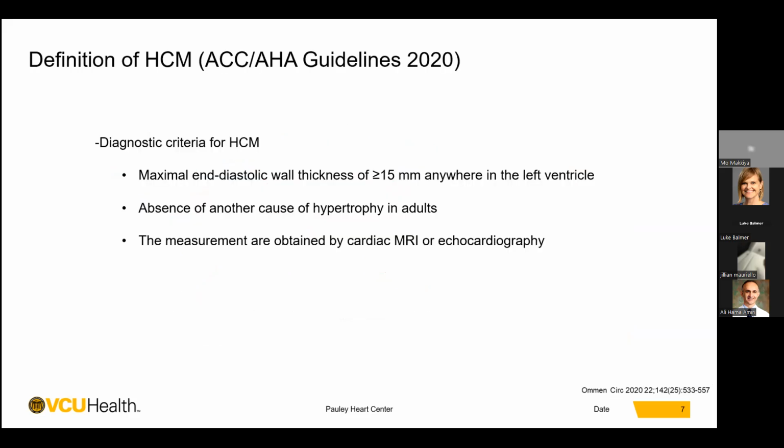So how do we diagnose HCM? This comes from the recent ACC/AHA guidelines, which define HCM as a maximal end-diastolic wall thickness of 15 millimeters or more anywhere in the left ventricle in the absence of another cause of hypertrophy in adults, like hypertension, aortic stenosis, kidney disease, athlete's heart. The measurement is obtained by echo and cardiac MRI mainly at end diastole, which is the gold standard.